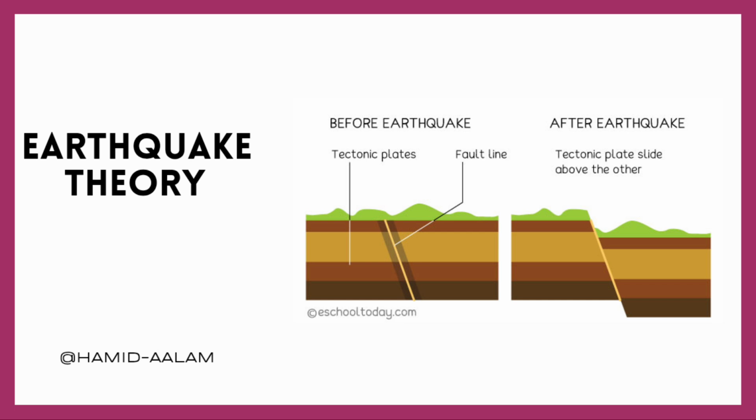Okay, pulling apart causes one side to drop. What about pushing together? That causes reverse faults, sometimes called thrust faults. This is from compressional stress, plates pushing into each other. Here, the hanging wall gets pushed up relative to the footwall.